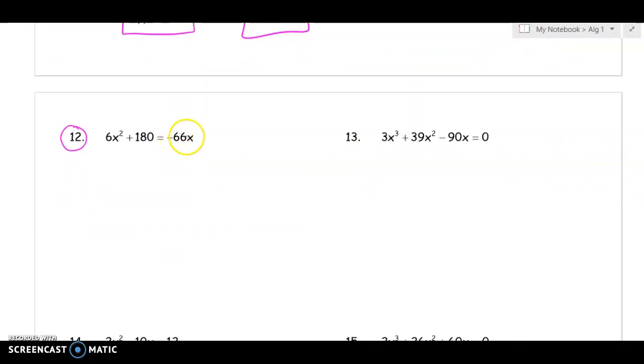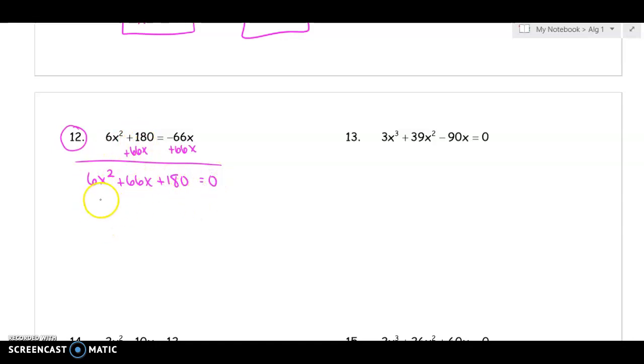We need to get rid of this negative 66x. So we're going to add 66x to both sides. And we've kind of done this already with our previous problems. I'm going to make it so the left side goes in descending order. So I'm going to have the 6x squared go first, then the plus 66x, and then the plus 180.